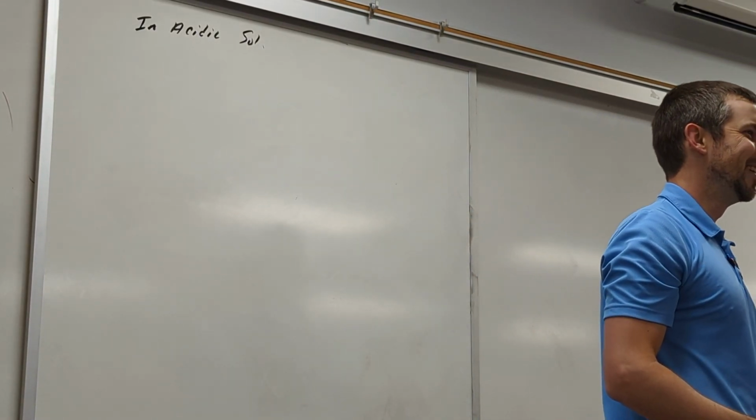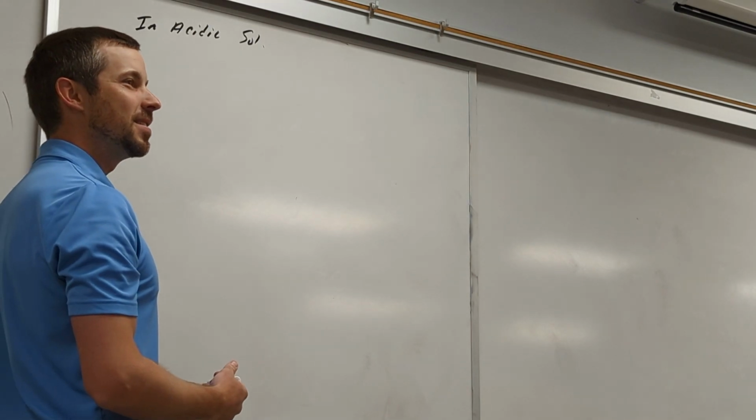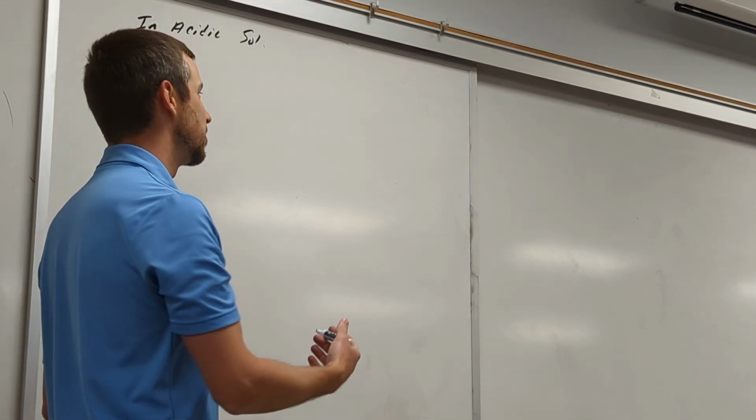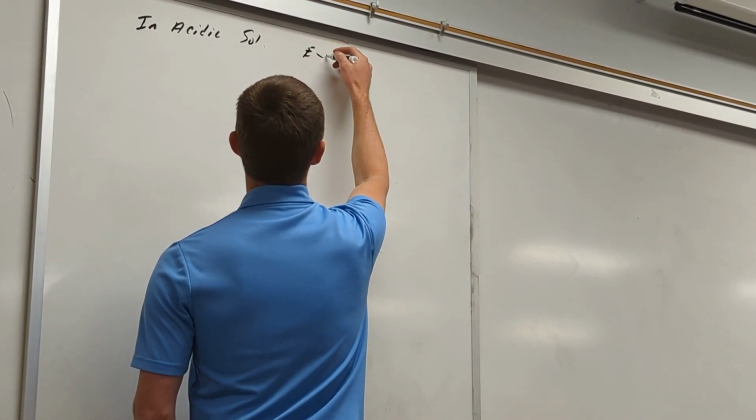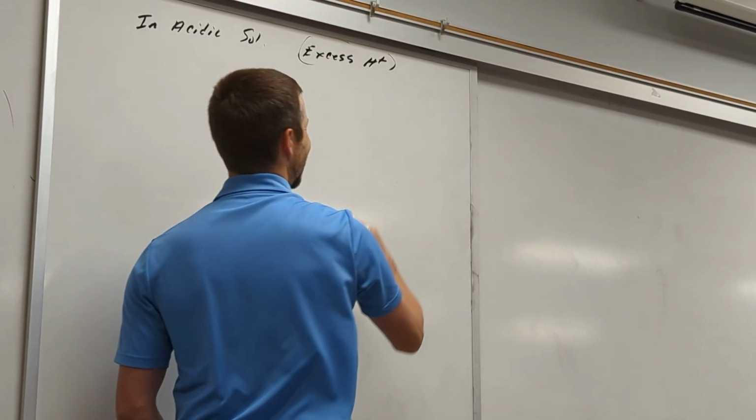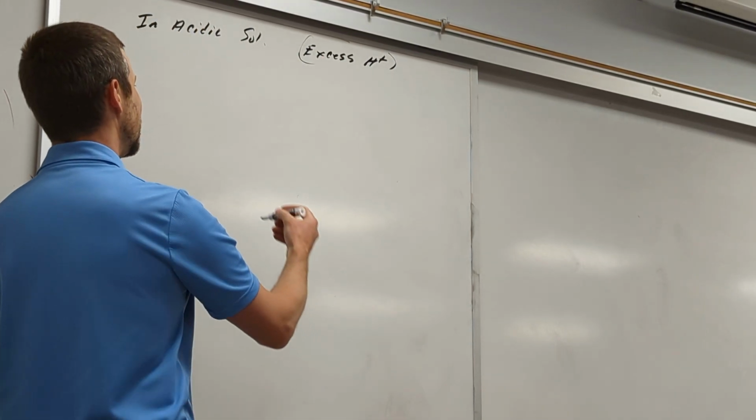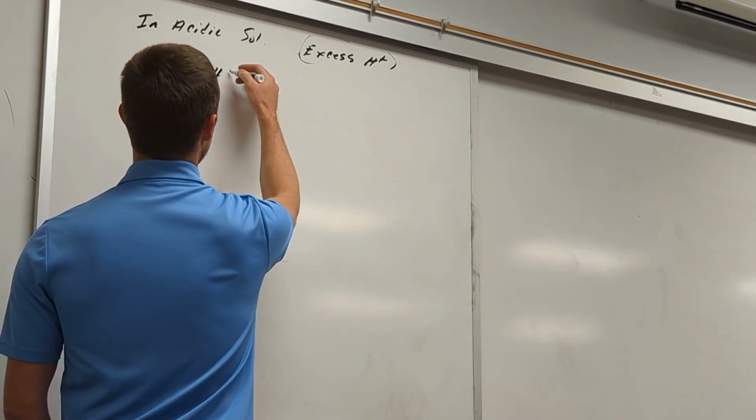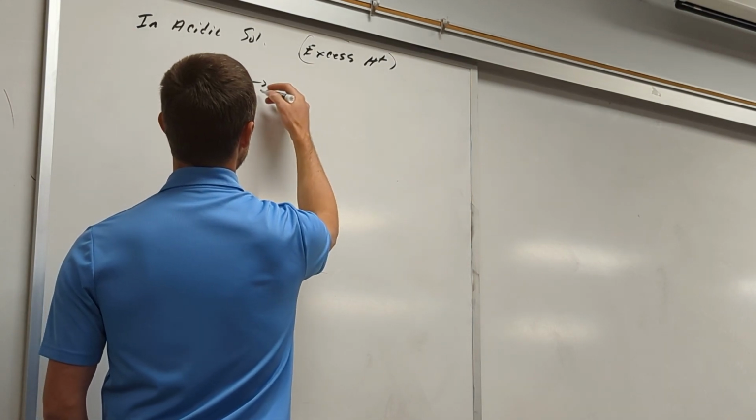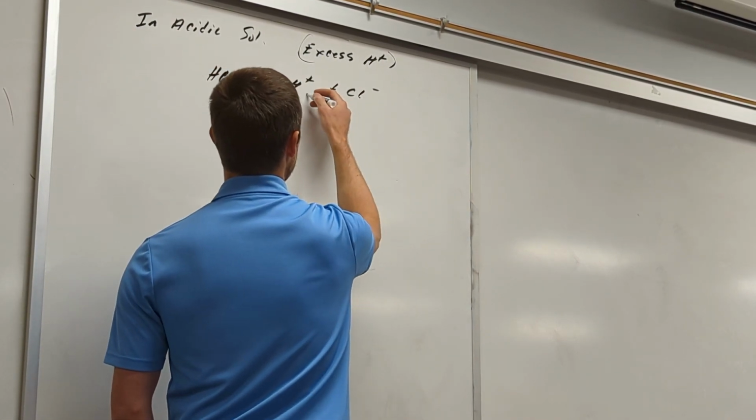Anyways, an acidic solution means that there's going to be excess hydrogen ion present. The acidic solutions in general, just as an example, if you had HCl, that's going to dissociate into the hydrogen ion and the chloride ion.